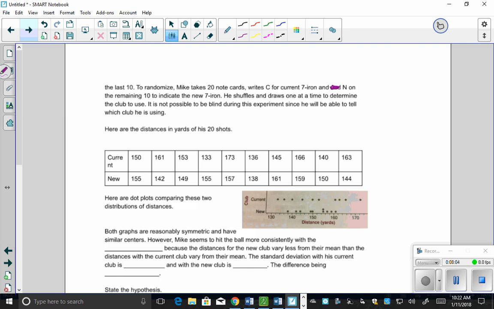And there's 10 of them each. I attached a graph of the dot plots, but just know that you should be able to draw that dot plot on your own. So if you don't know how to draw the dot plot, please let me know and I will help you. If you look at the graph, both graphs are reasonably symmetric. So they're basically all the same. If you fold it in half, they'll be the same on both sides. And they have similar centers, so that it kind of evens out. The means are about the same.